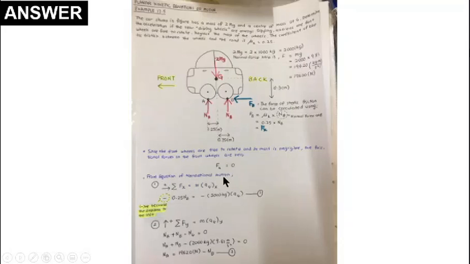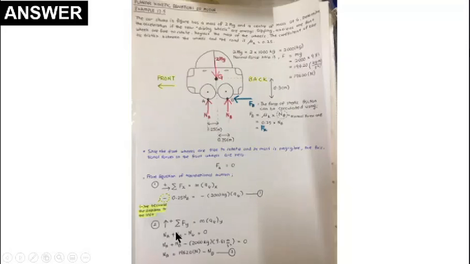From the equation of translational motion, to the right is positive, so sigma Fx is equal to m aGx. We learned this before, just now. Just substitute the equation: 0.25 times NB. Why negative? Because this car is directed to the left, so negative because the direction is to the left. Negative 0.25 NB equals negative 2000 kilogram times aG. I denote this equation as equation 1.